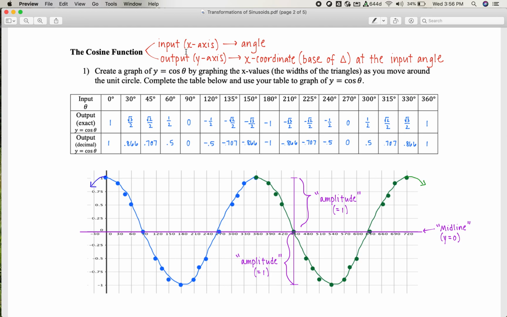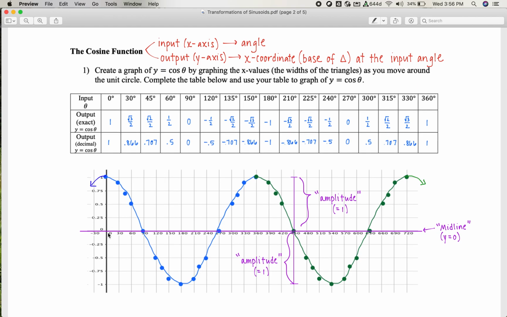For the cosine graph, the input again is an angle. So if I look along my x-axis, I see the angles getting bigger and bigger and bigger. They would get negative if I move to the left. But my outputs this time are the x-coordinate on the unit circle, or in other words, the length of the base of that special triangle that we can draw. And so if we think about the cosine graph, when we're at 0 degrees, I'm actually over at 1 already. The base is 1. And when I moved to 30 degrees, that was the biggest of all the bases, the √3/2 or the 0.866.